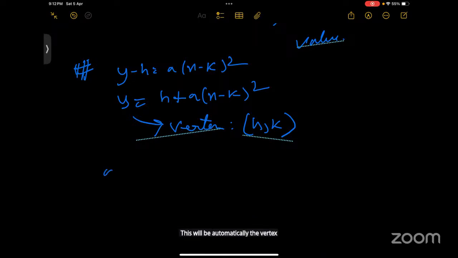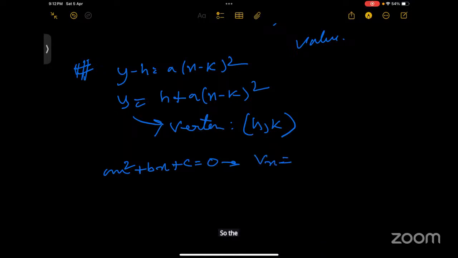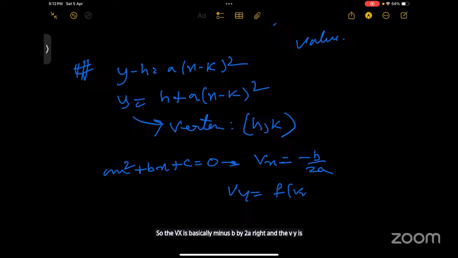And if the parabola is in this form, ax squared plus bx plus c equals 0, then Vx is basically minus b by 2a, right? And Vy is f of Vx. That means f of minus b by 2a.